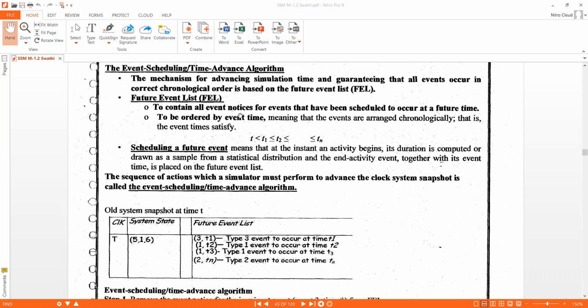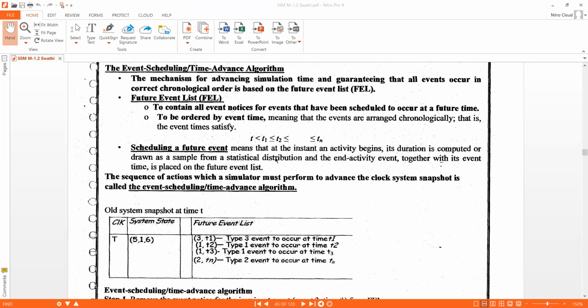And whatever events are in the event notices, those events need to be ordered by event time, according to their occurrence. Like t is less than or equal to t1, t1 is less than or equal to t2, t2 is less than or equal to t3, and so on to tn. If some event occurs at t, it should be placed first in the future event list, next t1, next t2, next t3, next t4, like that the events should be placed in ordered format.